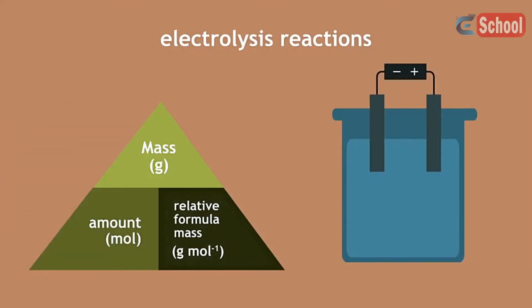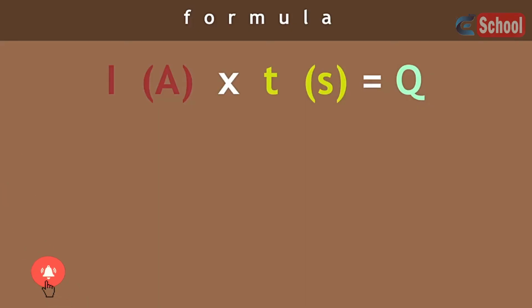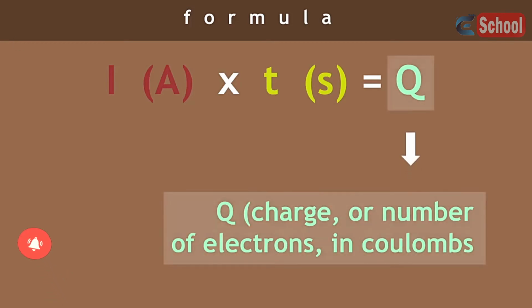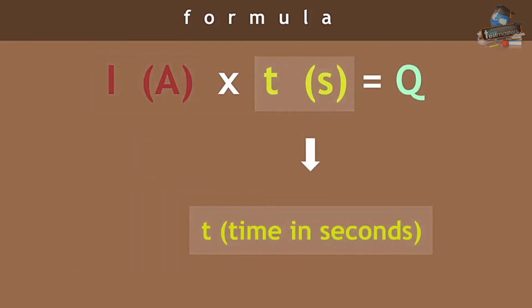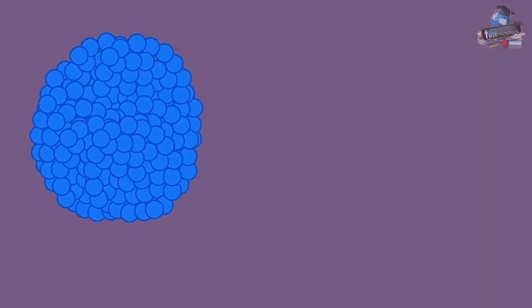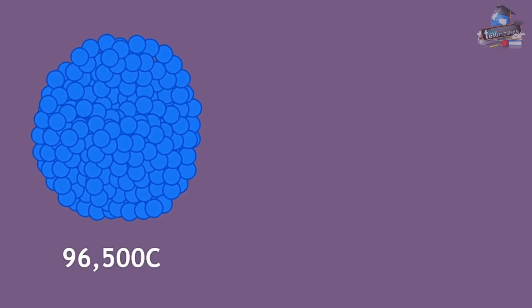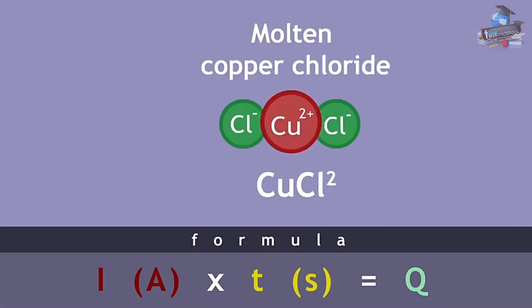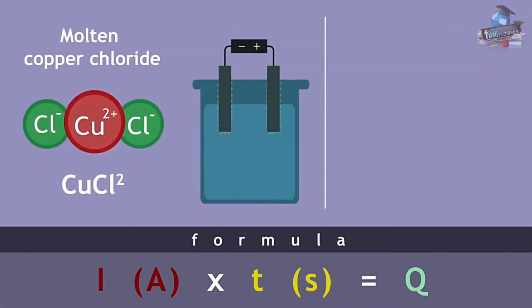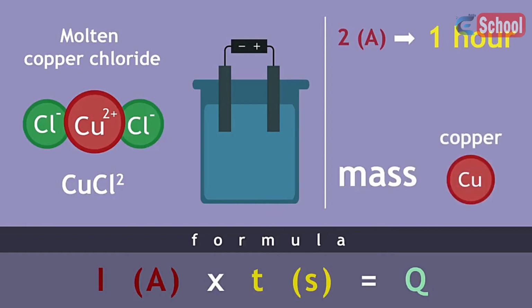There is a second way of calculating the mass produced from electrolysis reactions. This involves the use of this formula, where Q is charge or number of electrons in coulombs, I is the current in amps, and T is the time in seconds. 1 mole of electrons has a charge of 96,500 coulombs, also known as a Faraday. Let's say that the molten copper chloride is electrolyzed using a current of 2 amps for 1 hour. Using this information, we can calculate the mass of copper produced.